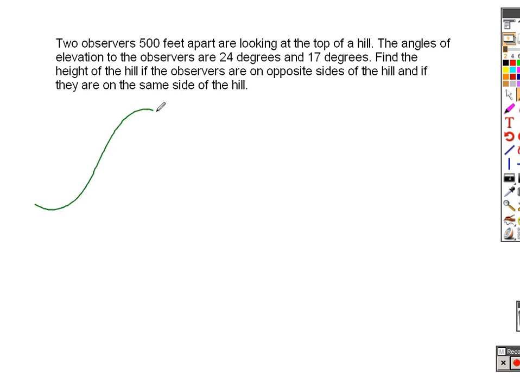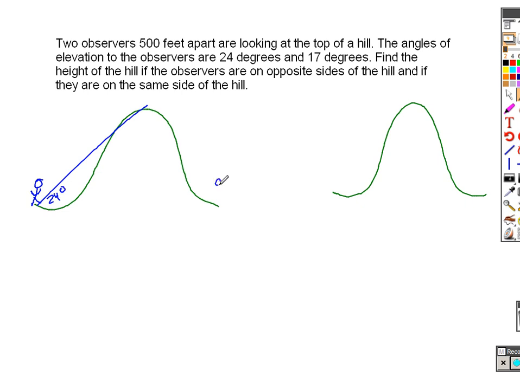All right, so in this case, we're looking at a hill. Again, you don't have to draw the hills and the planes and all that if you don't want to. First one I'll make in blue if you're on opposite sides. The angle of elevation here is 24 degrees. The angle of elevation over here is 17 degrees. So that's looking up to there. And then we're connecting them. And they are 500 feet apart. Again, we want to find what the height is over here.